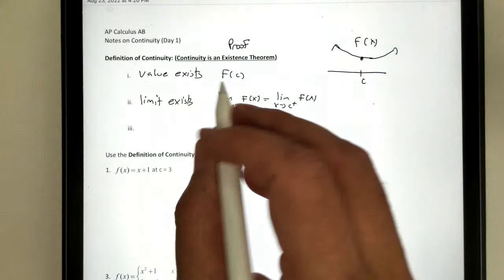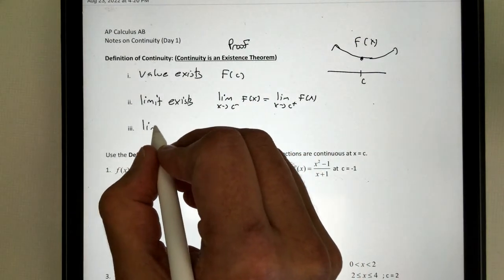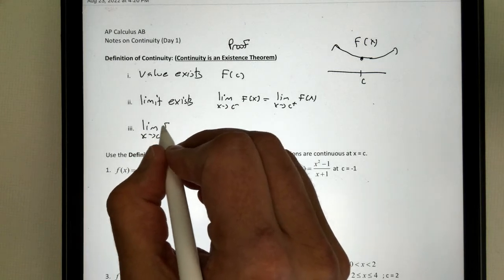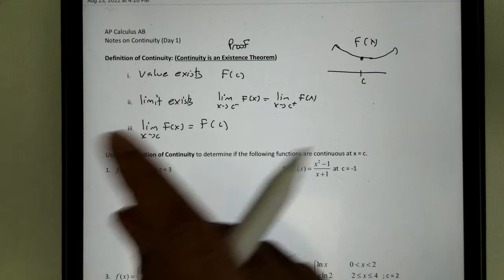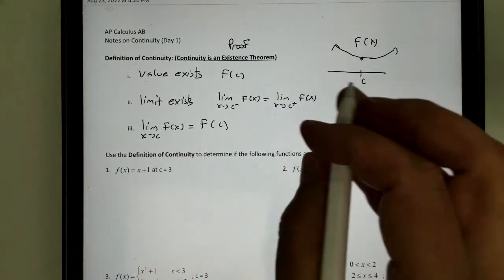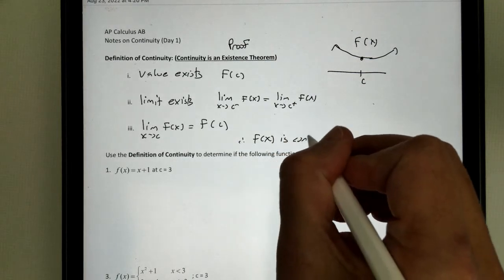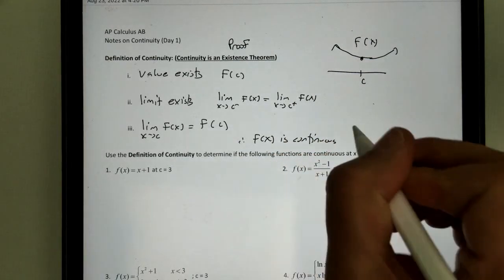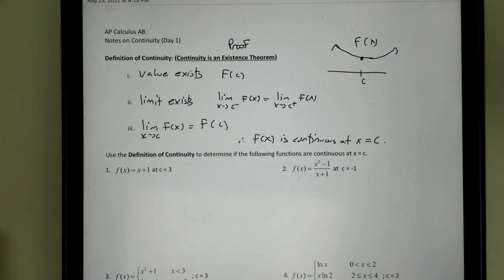And then the third one, we have to make sure that the limit of our function actually equals the value of our function. And if we can prove all three of those, we would say, therefore, f of x is continuous at x equals c. So let's take a look at a bunch of examples here.